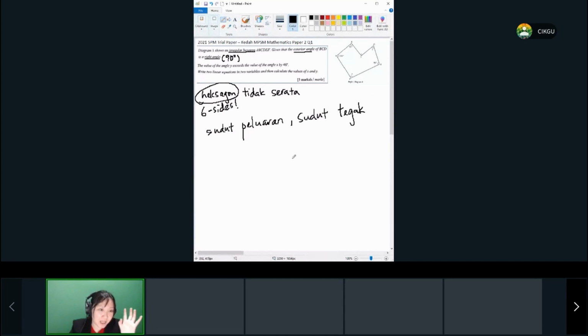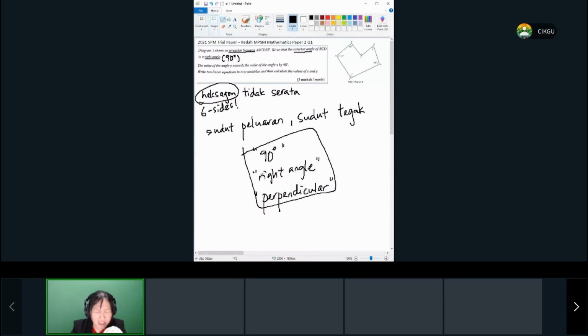So let me just remind you. I can help in English. Malay, I only know sudut tegak. But in English, 90 degree, right angle, and one more term, perpendicular. These three things all mean the same. Something is a right angle, means it's 90 degree. A line is perpendicular with another line, that means they form a 90 degree. Just want to point this out.